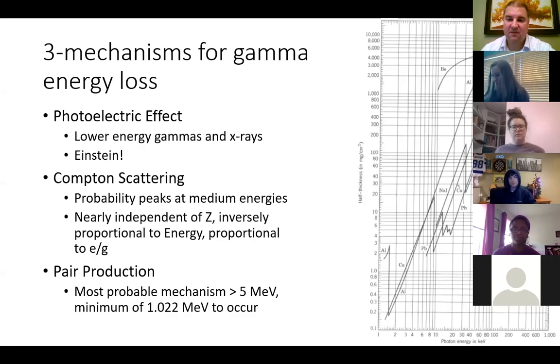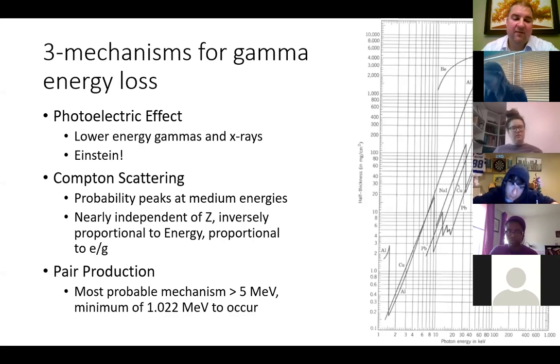And the third mechanism through which gamma rays can interact is called pair production. This is when a gamma ray comes into the material, it passes close to a nucleus, and there's some sort of an interaction with the strong nuclear force. The gamma ray disappears and creates a beta minus and a positron. This is the most probable mechanism for energy loss from gamma rays when those gamma rays are greater than 5 MeV of energy.